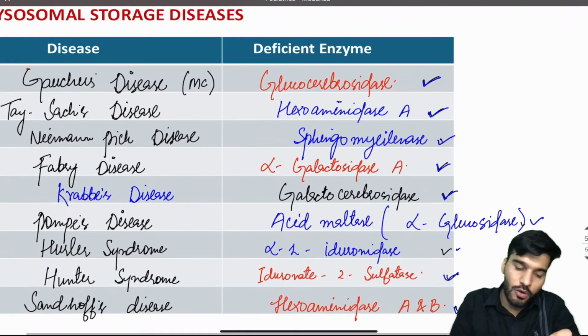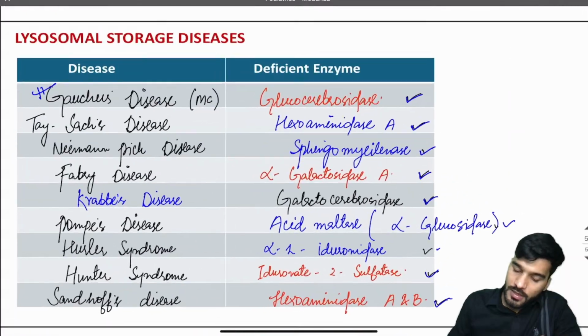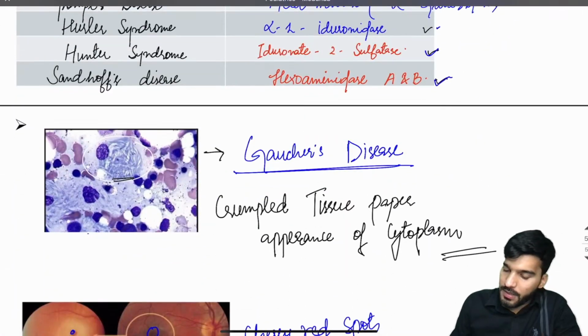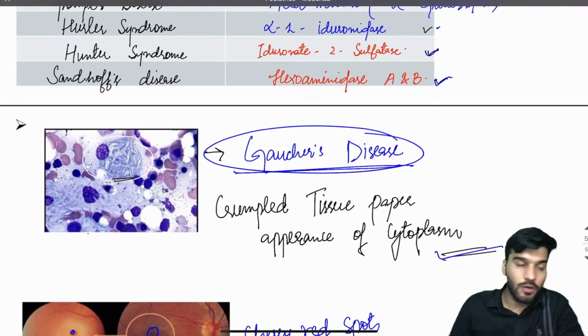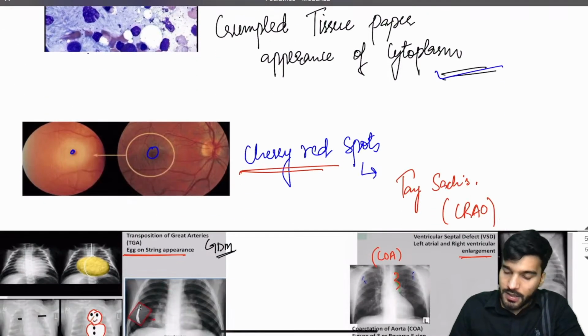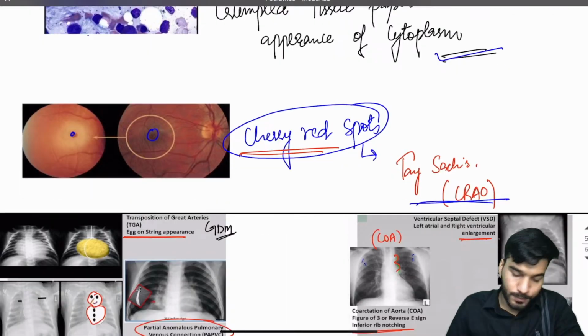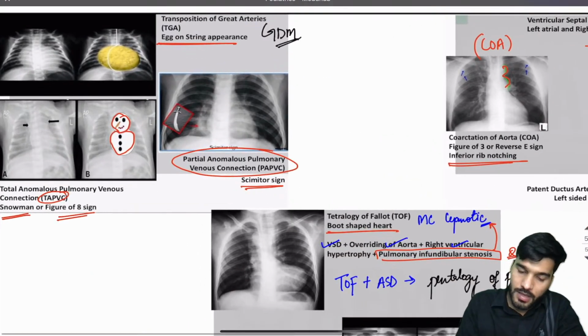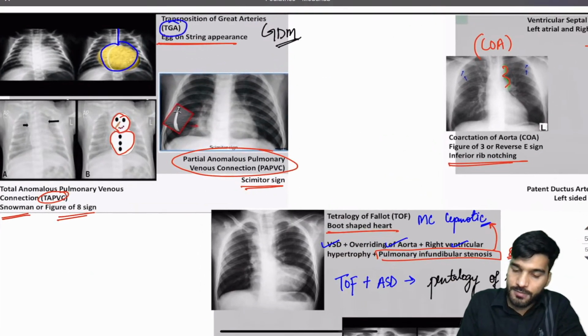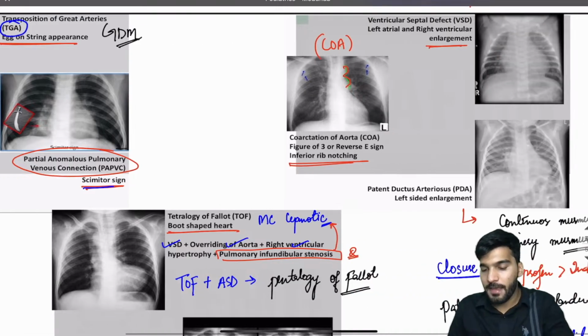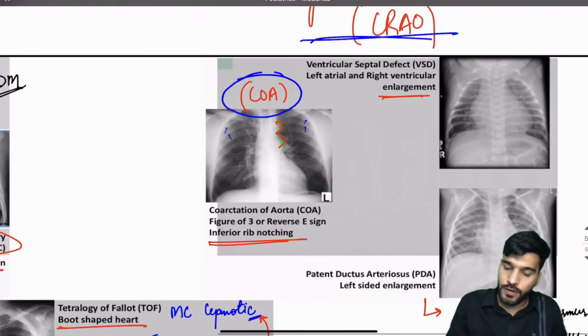Most common is going to be Gaucher's disease with a crumpled tissue paper appearance of the cytoplasm. Exactly, that is Gaucher's disease. Next one is cherry red spots, seen in Tay-Sachs or CRAO. Followed by that, egg on string, it's going to be transposition of great arteries. Figure of 8, it's TAPVC. Scimitar sign, it's going to be PAPVC. Reverse 3 sign, coarctation of aorta.